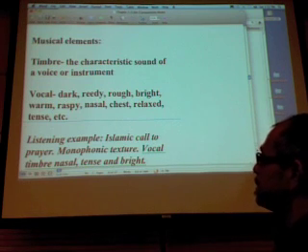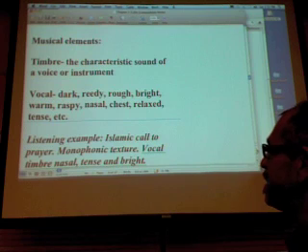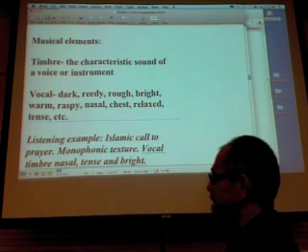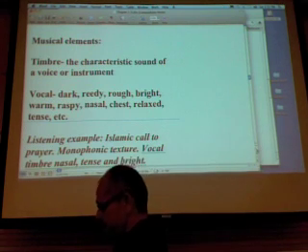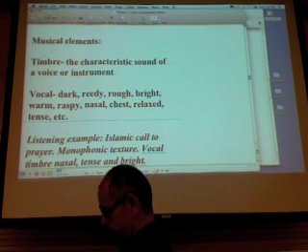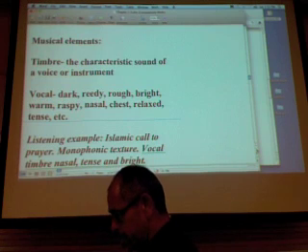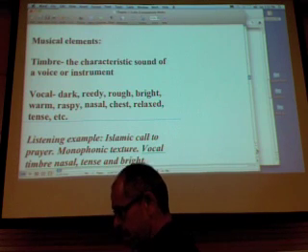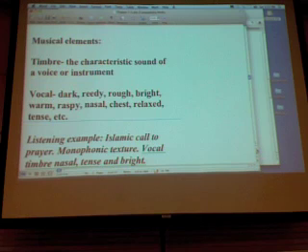So let's listen to an example of music from Islam. This is the Islamic call to prayer, very famous example. And the Islamic call to prayer is on your listening CD. It's CD example 1 on CD 2. So CD 2, number 1. And it sounds like this.